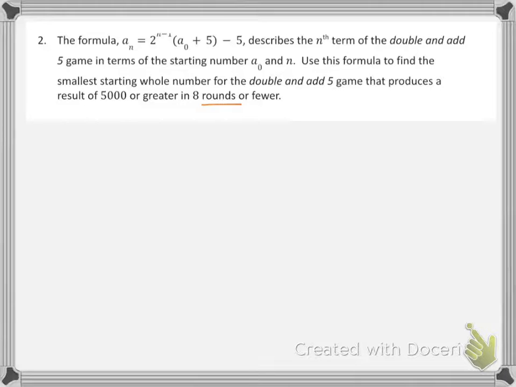Well, the 8 rounds is going to be my n value. 8 is my n value. So that means that a sub n would be a sub 8, the result after round 8, is equal to 2 times n, well, that's an 8, minus 1, 8 minus 1, we'll simplify that later, times the quantity a sub 0 plus 5, and then minus 5. And then all of that has to be 5,000 or greater. That's greater than or equal to 5,000.